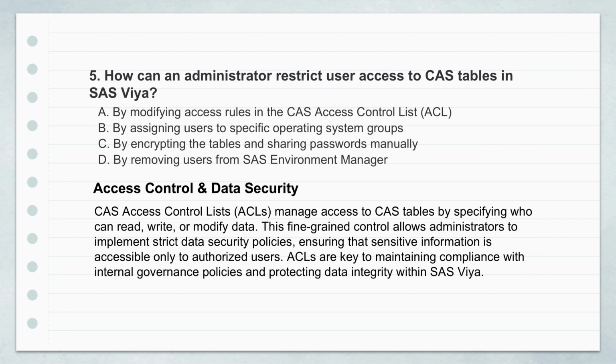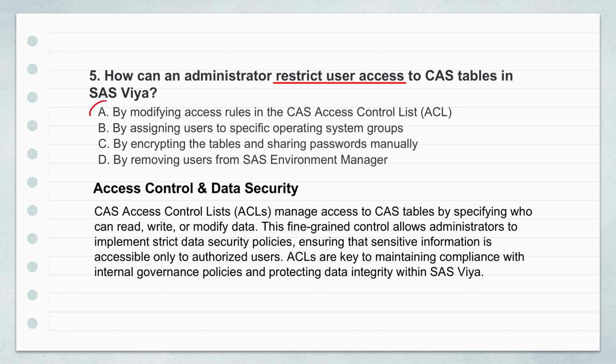Our fifth question delves into securing data within SAS. How can an administrator restrict user access to SAS tables in SAS Viya? The options are modifying SAS ACLs, assigning OS groups, encrypting tables and sharing passwords, and removing users from Environment Manager. How do we control who sees what in SAS? The correct method is A, by modifying access rules in the SAS Access Control List, or ACL.